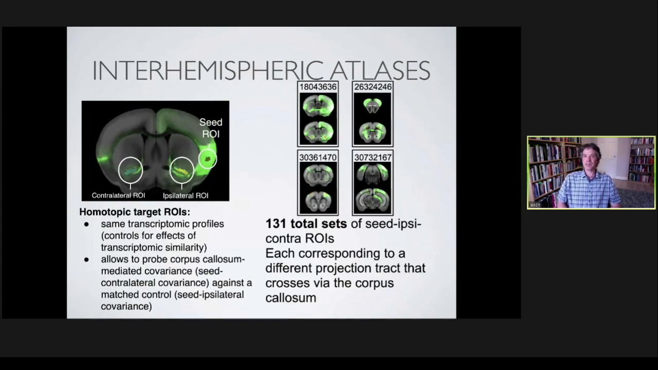And so we again used the interhemispheric atlases of the Allen Institute and looked at changes whether we relate the seed ROI with either its ipsilateral connection or its contralateral connection, and ask whether that particular connection crosses a tract that's missing in the BTBR mouse or that's present in the BTBR mouse. So this is 131 total sets of ipsi-contra regions of interest that these studies were done in.